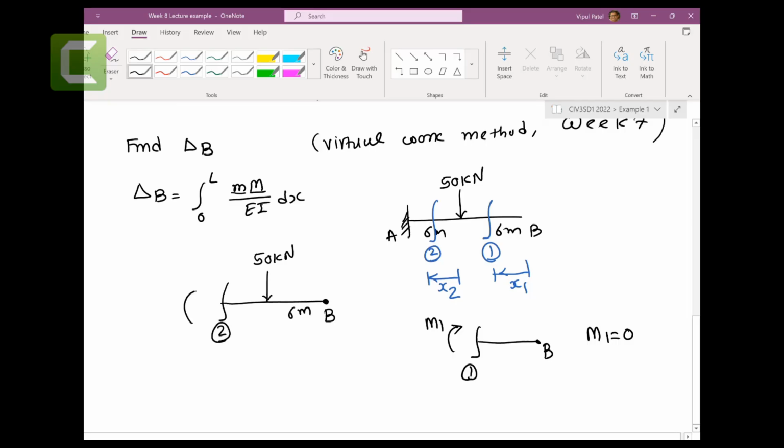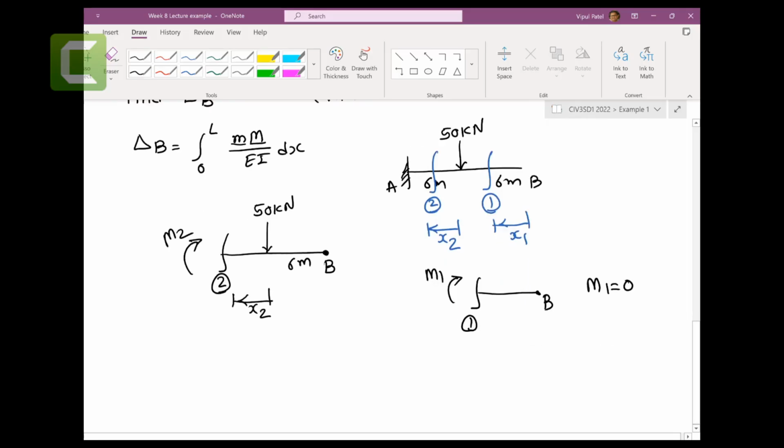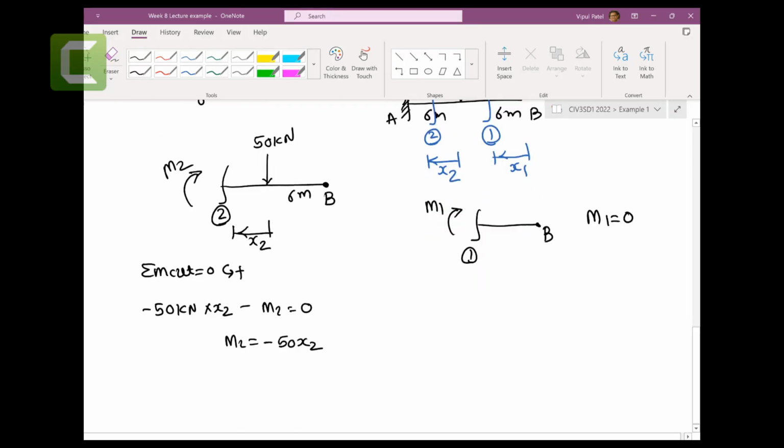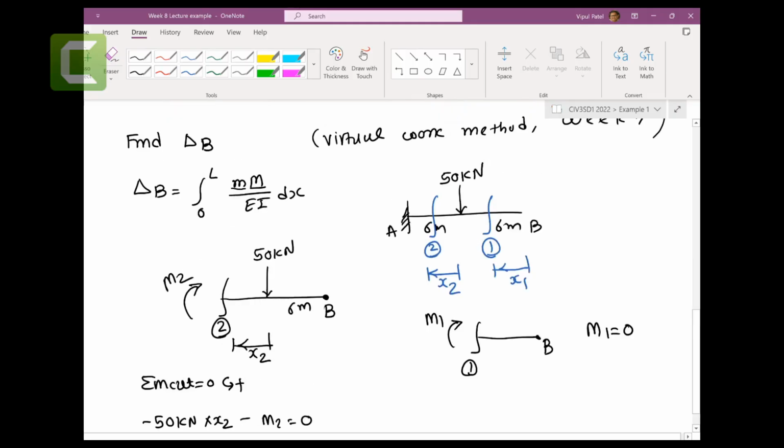Cut number 2, let's say M2, and this is X2. In that case, sum of the moment at cut equal to 0, anti-clockwise positive, minus 50 kilonewtons times X2, and minus M2 equal to 0, M2 equal to minus 50 X2. Right, so two things done. Capital M1, capital M2 found.